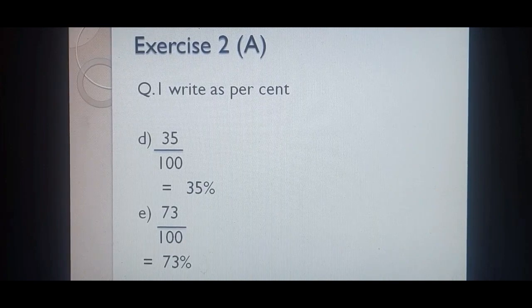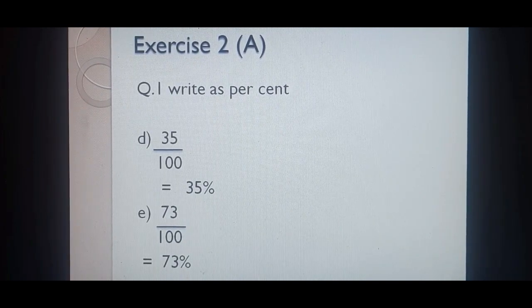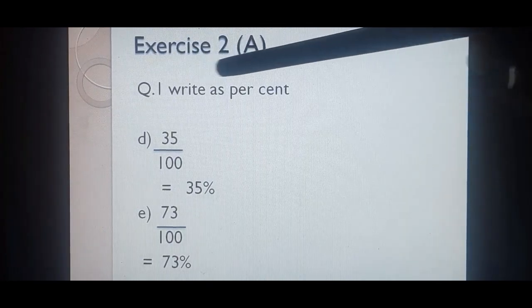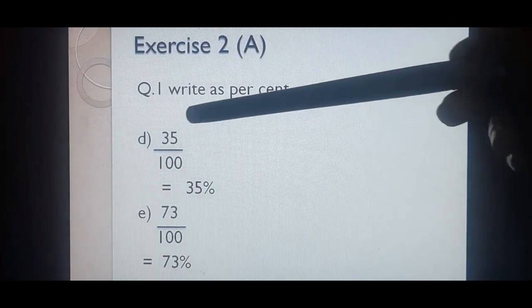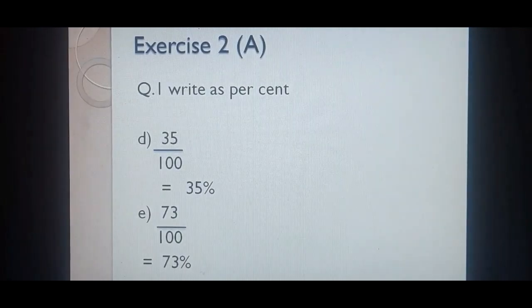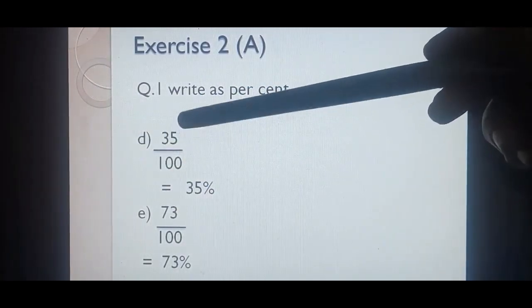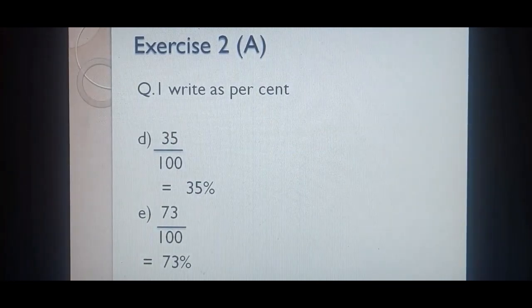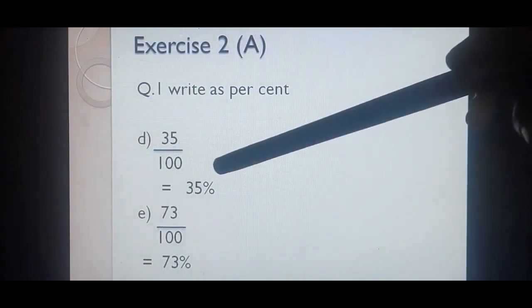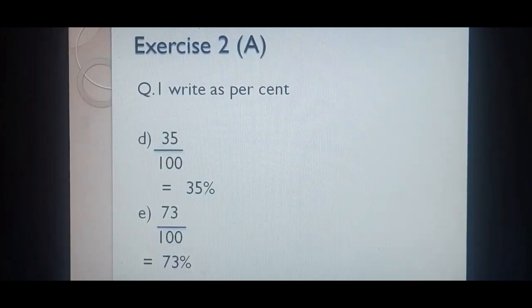Your homework was exercise 2A, question number 1, D and E parts. Question number 1: write as percent. D part, 35 upon 100. As the denominator is 100, your answer will become 35%. Percentage means per 100, so we will write the numerator with the percentage symbol.